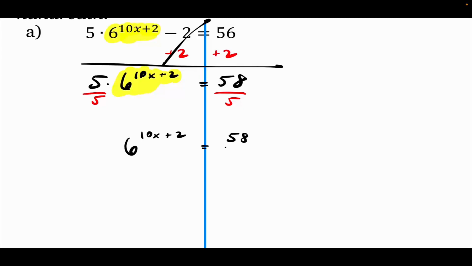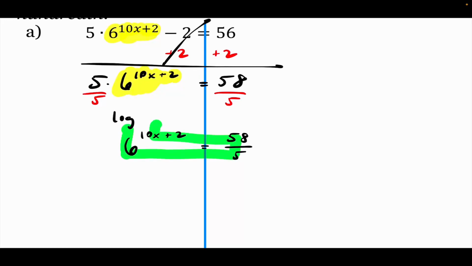It doesn't divide to make an easy, nice, pretty number, so I'm just going to leave it as a fraction. Doesn't divide to make a nice whole number, so I'm going to leave it like that. Step 1 is done. Now I got just this part by itself. Step 2, log. To get 10x plus 2 down on the ground, I have to use a log. So I'm going to use the log.